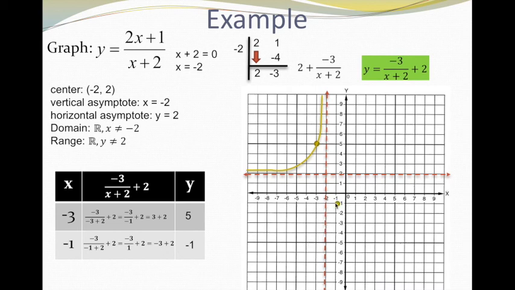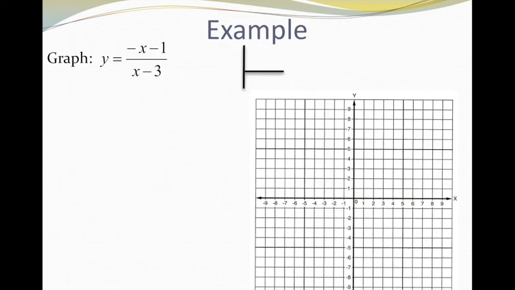Okay, so now here my branches are going to approach my horizontal and my vertical asymptotes, but never cross. They just infinitely get closer and closer. Okay, let's try another one. y equals negative x minus 1 over x minus 3.